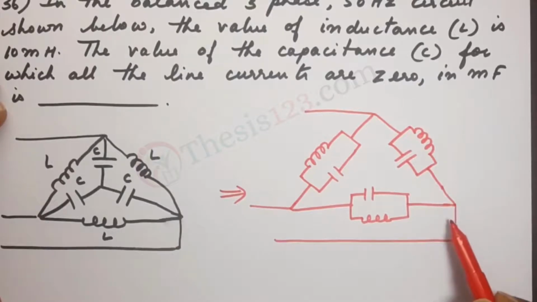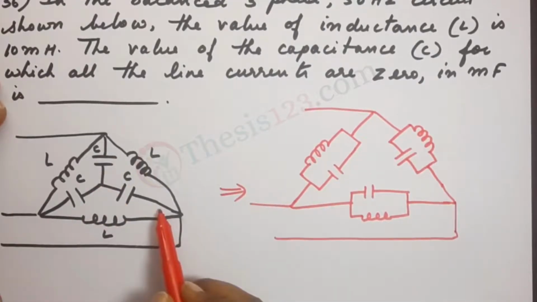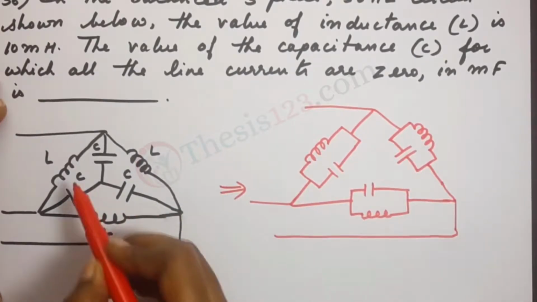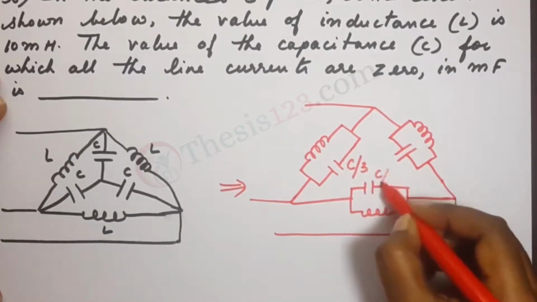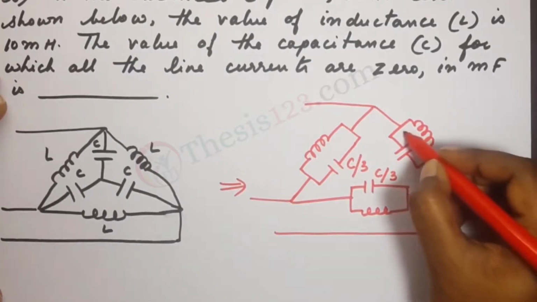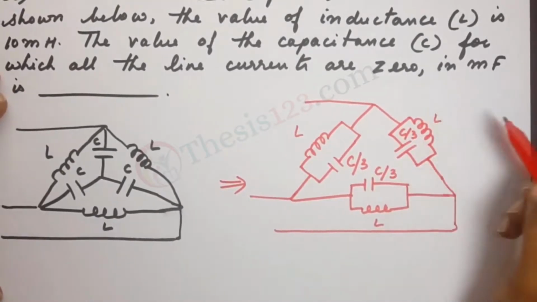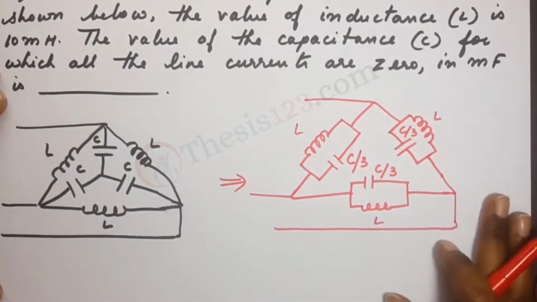In order to do this, all we have to do is convert the star connection of the capacitors into delta form. When we do that, the value of C becomes C by 3 in each of these cases here. So we have C by 3, C by 3, C by 3. L remains the same as it is. Okay, so this is our circuit.